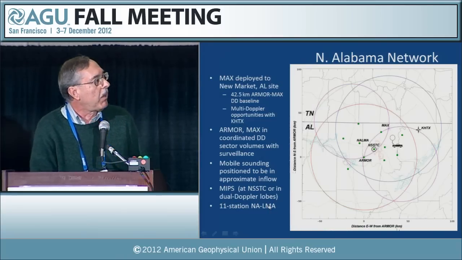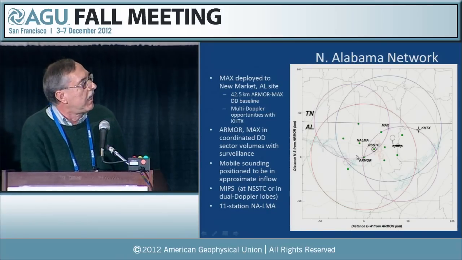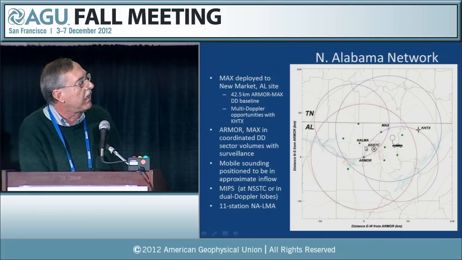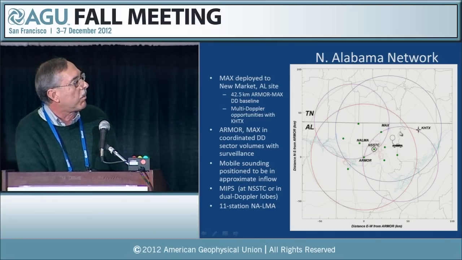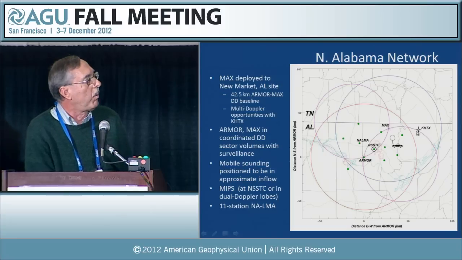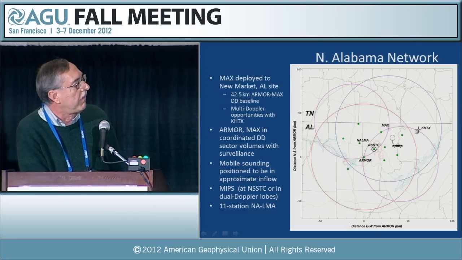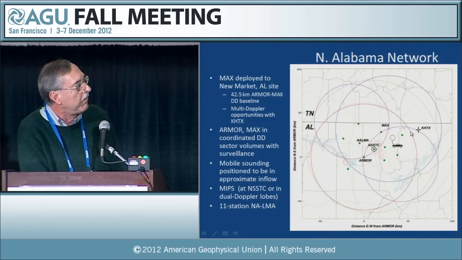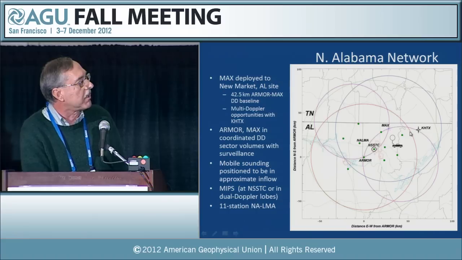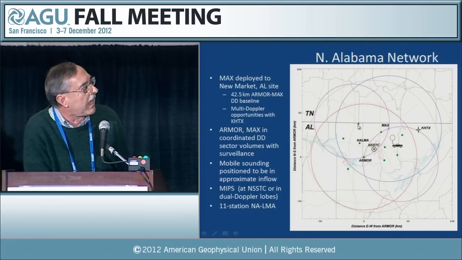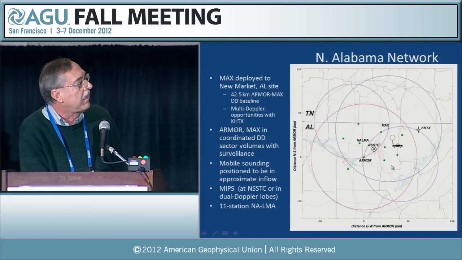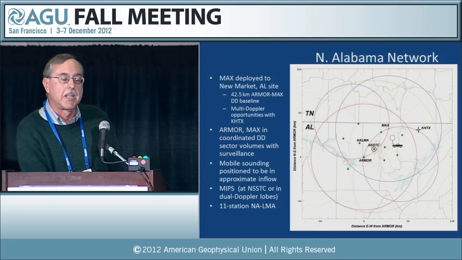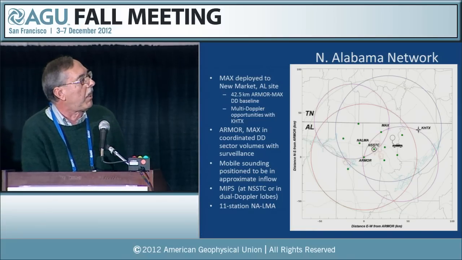In the northern Alabama network, we have three radars. These were the ARMOR and MAX radars located at these locations, as well as a combination with the NEXRAD Huntsville radar that's located here. So there are various Doppler combinations that can be made with this. And then the green dots are the LMA network here in northern Alabama. And then there was also mobile sounding capability as well.